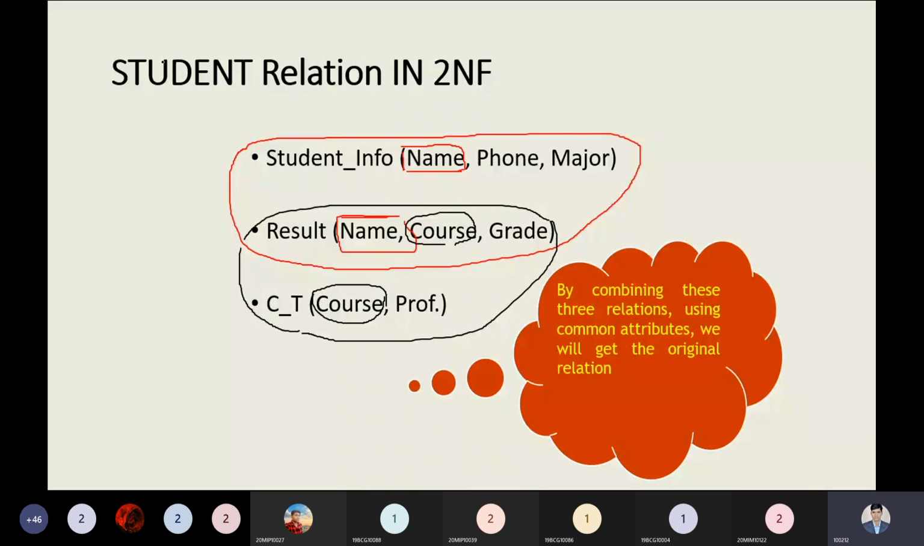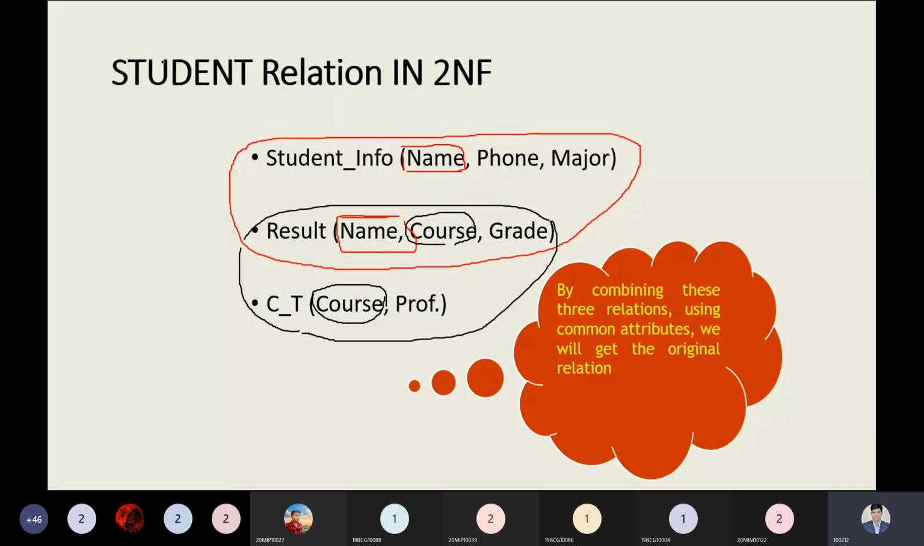Name and course will make the key attribute in the result relation, so grade will depend on these two attributes, name and course. And if I choose the course title, then professor will depend on the course. Our relations will be in second normal form while decomposing. But you have to choose the appropriate attributes. That was my point. If you get the original relation, then you are following lossless decomposition. If you do not get it, then you are following lossy decomposition.